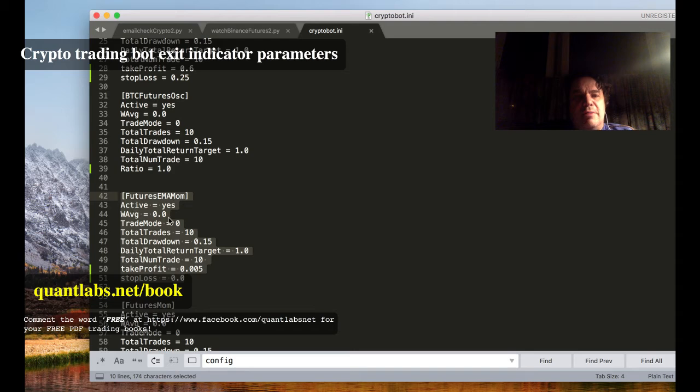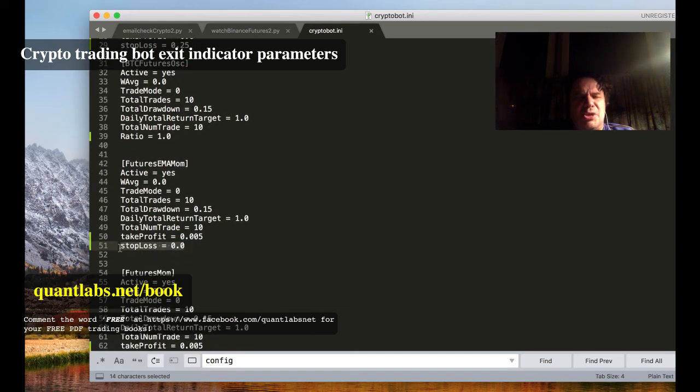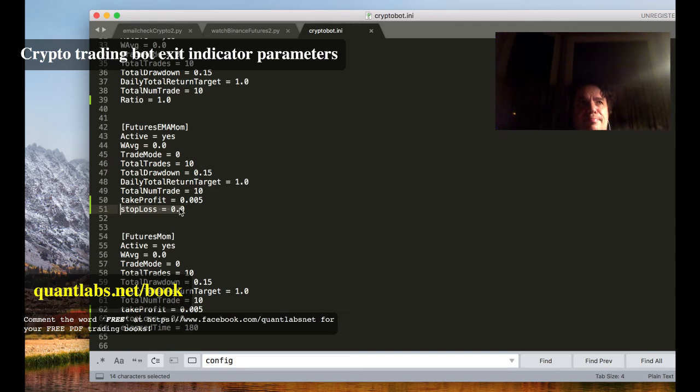This one here, the futures EMA momentum. We have here a take profit again. Now again, remember, this is momentum based, so the take profit's a lot tighter because it's on minute data, so the moves will be a lot smaller. So in this case, we're looking for take profit at 0.005 and a stop loss at 0. You get out of the trade at that point once the price drops below the entry, or the break even.